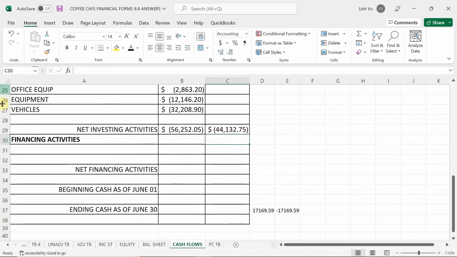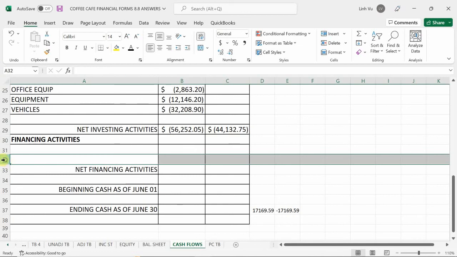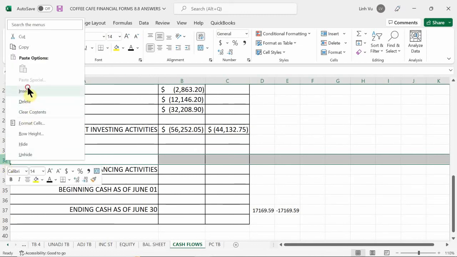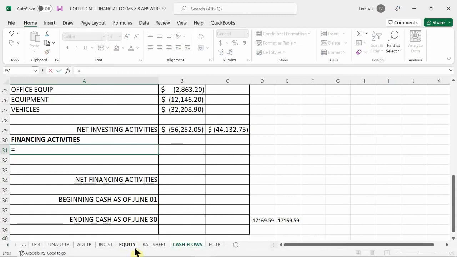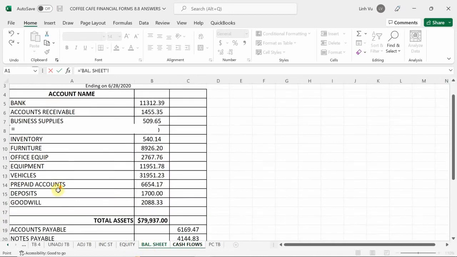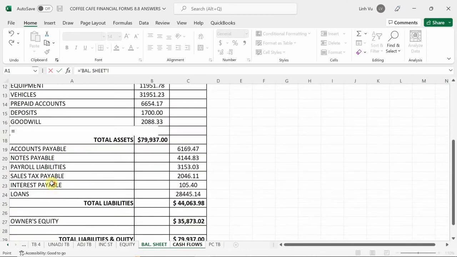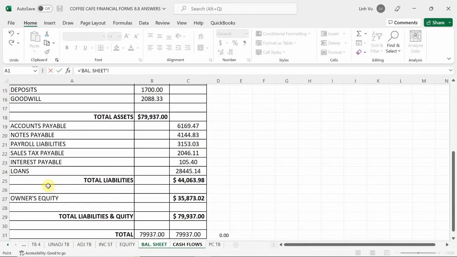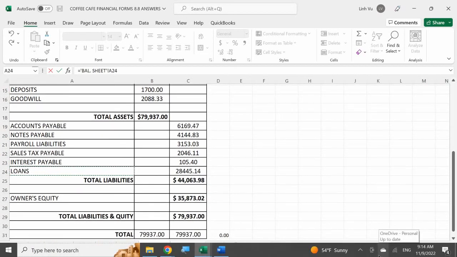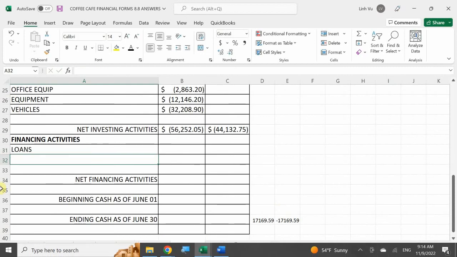So now, the next one is going to be financing activities. This is going to be your long-term liabilities, right? Because I end up taking a loan. When I take out a loan, what does that mean? You're getting money. So in this case, I took out a loan, right?